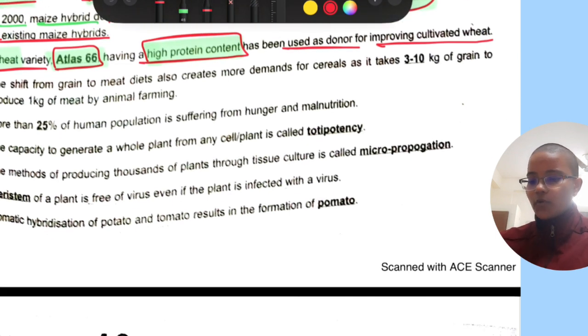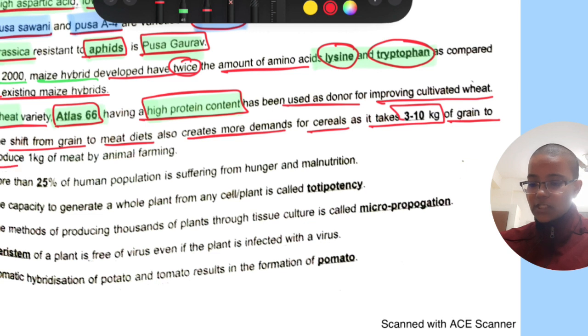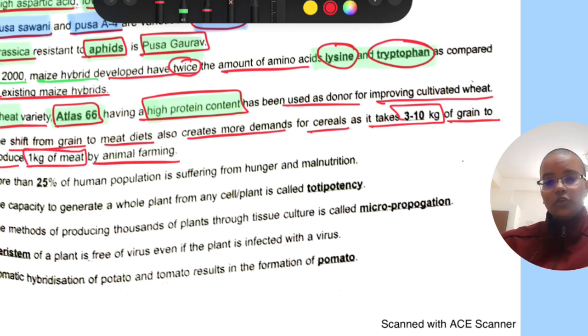The shift from grain to meat diet also creates more demand for cereals, and it takes 3 to 10 kg of grain to produce 1 kg of meat by animal farming. So be vegetarian or be vegan. More than 25% of the human population is suffering from hunger and malnutrition.